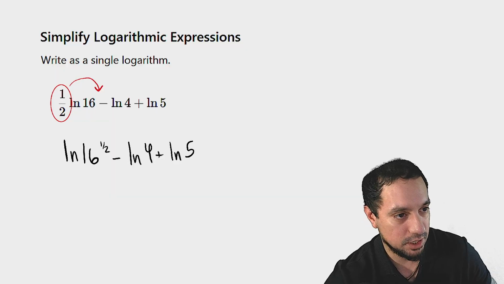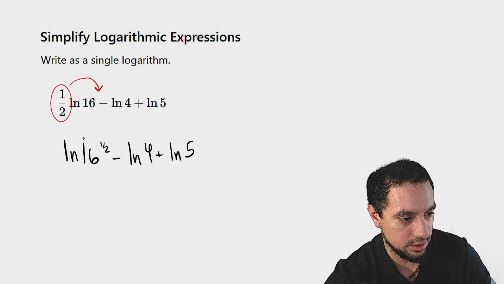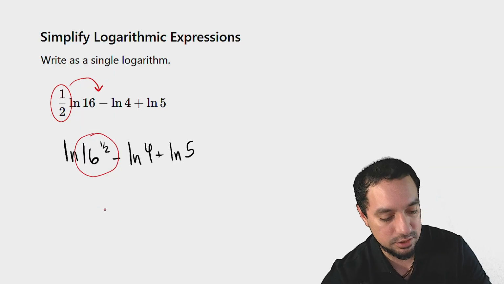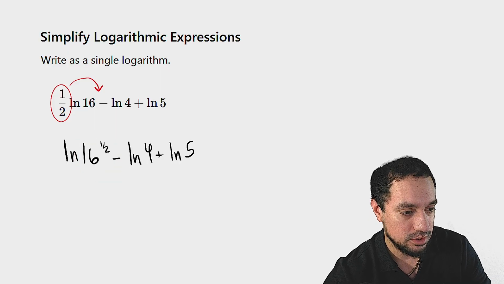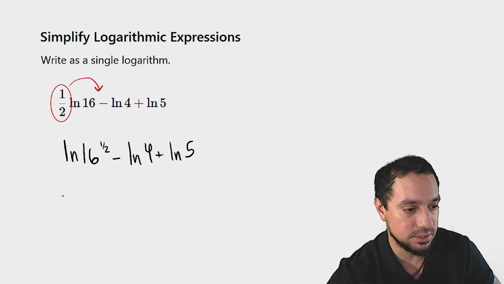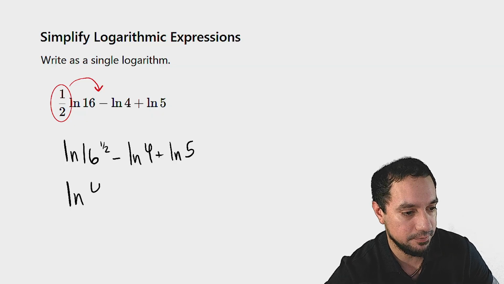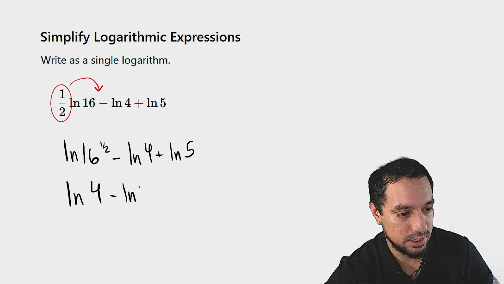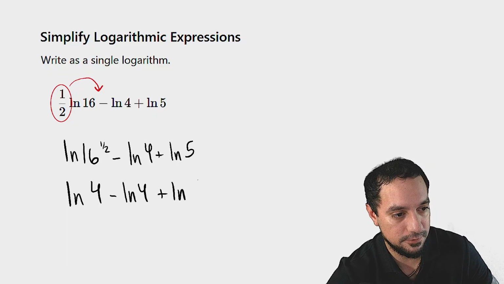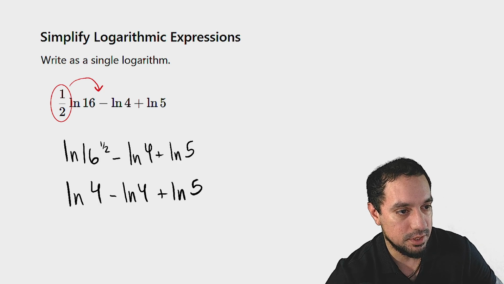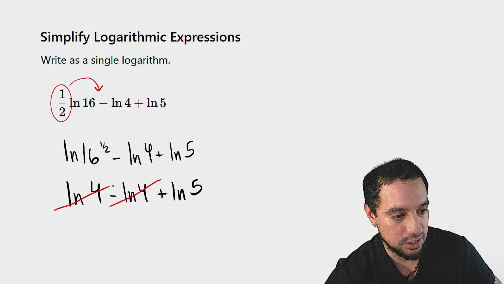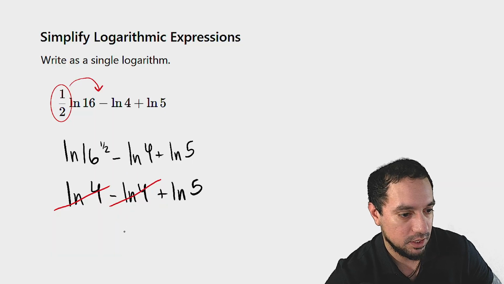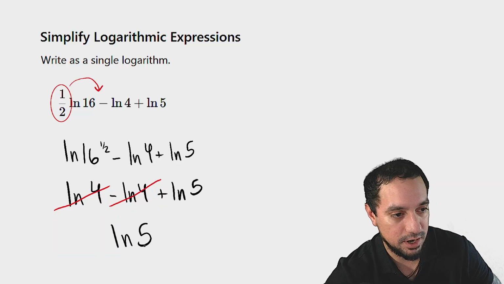Okay, next I want to see if I can clean this up right here. I have 16 to the 1/2 power, which is, in other words, like saying square root of 16. So I know that the square root of 16 is 4. So let me rewrite that. I get natural log of 4 minus natural log of 4 plus natural log of 5. So I have one here and another one here, but this second one is being subtracted, so they're going to cancel each other out. And I'm left with natural log of 5.